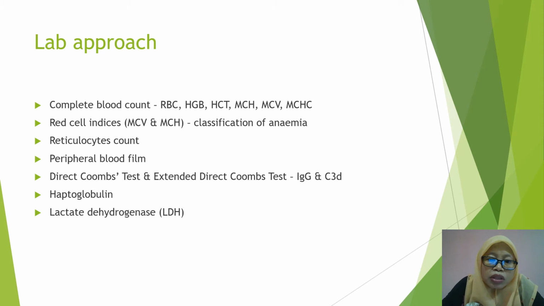The next important test is the polyclonal direct Coombs test. If the direct Coombs test is positive, only then will we perform the extended direct Coombs test. The extended direct Coombs test is important for us to know whether the hemolysis involves both IgG and C3d, or either IgG or C3d. C3d is complement. The next important chemical pathology tests that the clinician may request in ruling out hemolytic anemia are haptoglobin and also the lactate dehydrogenase test, LDH.